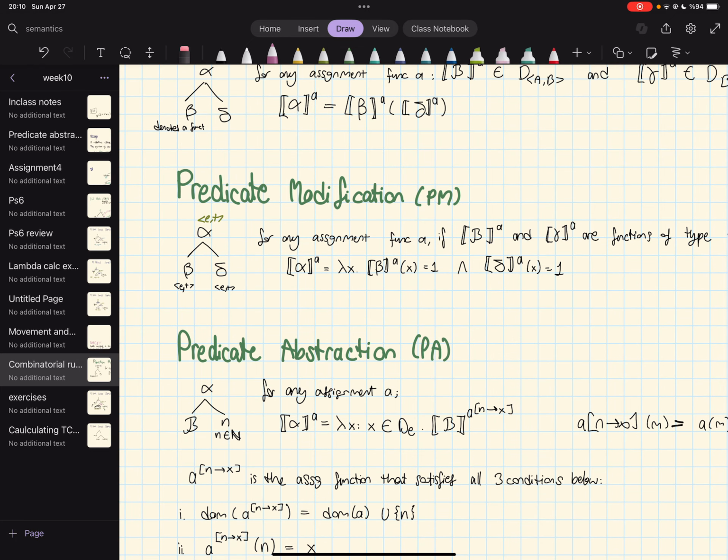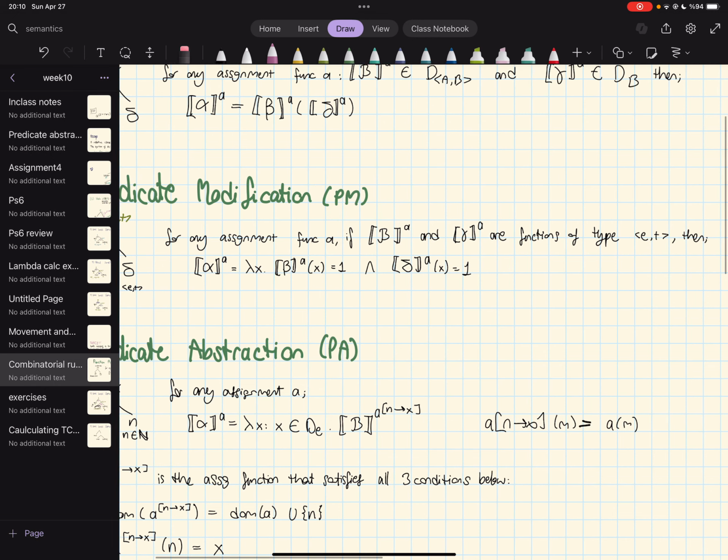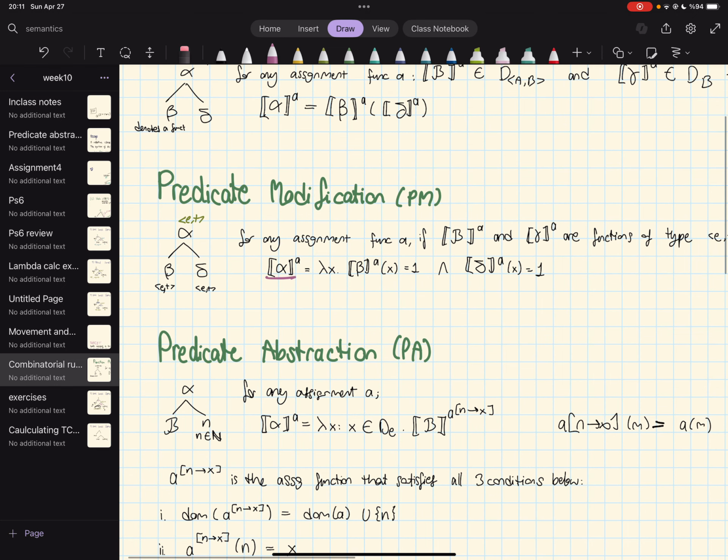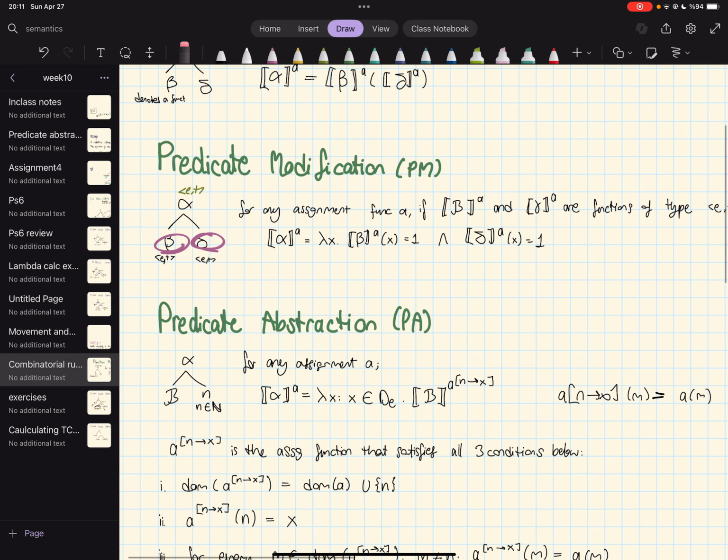The next one is predicate modification. We use predicate modification when both the mother as well as its daughters are of type <e,t>. So for any assignment function A, if beta and gamma are functions of type <e,t>, and their mother is also of type <e,t>, then the denotation of the mother, which is alpha, would be lambda x, such that beta(x) denotes 1 and gamma(x) denotes 1. Something like this.